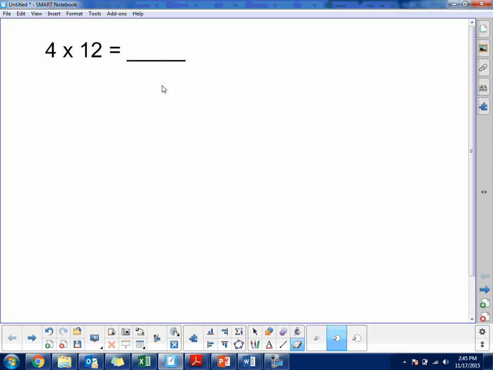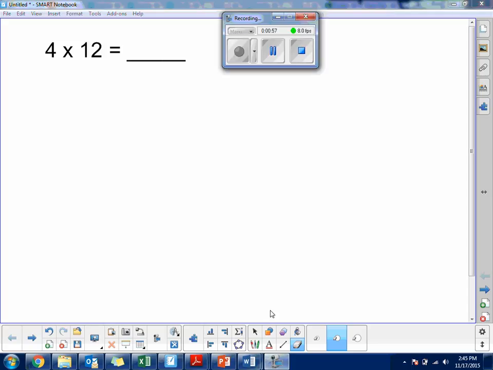If I give you a problem like 4 times 12, well, that's pretty easy, Mr. A. I can do that. You could be able to do it, but at the same time, would you know what it would look like using a model? That's what I want us to think about today. So 4 times 12 using a model. Here's what it's going to look like.